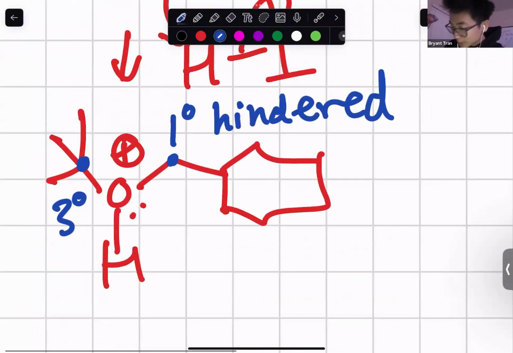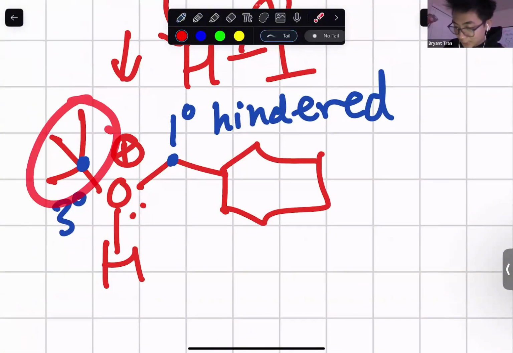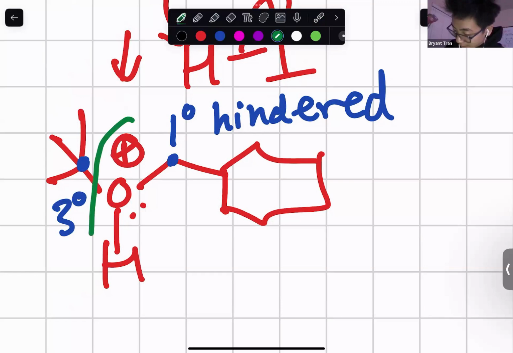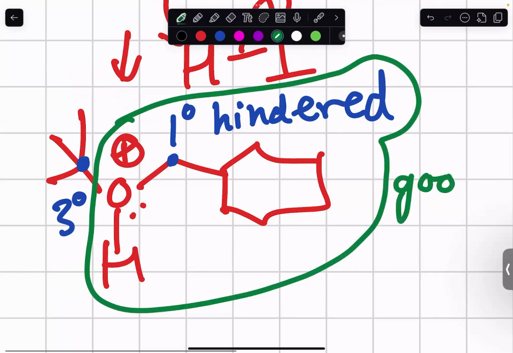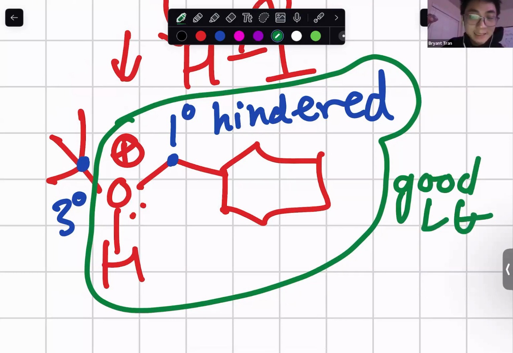So the tertiary one here is going to be our substrate, and if that's our substrate, this right here in green that I'm circling is going to be our good leaving group. Oh, okay. And like you said, looking at the chart, an SN1 reaction is going to happen. If you look at the tertiary, it says SN1.